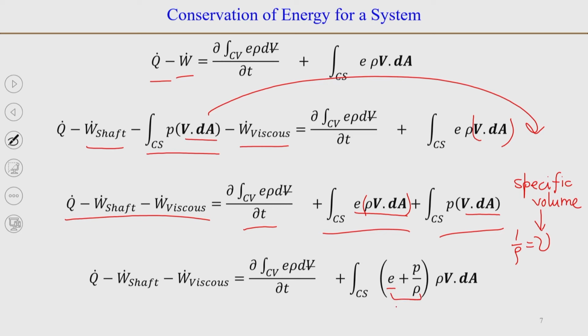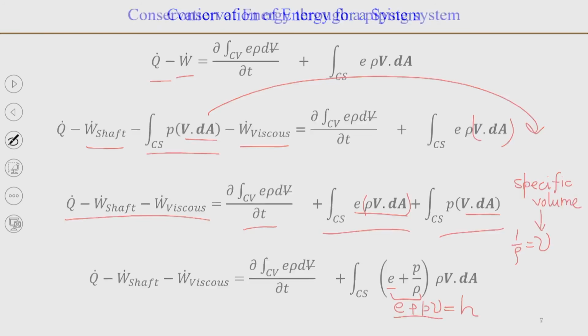If you look at this term, it is nothing but e plus Pv, where v is specific volume, and this is called enthalpy h. So, in thermodynamics you might see this term being written in terms of enthalpy, and Pv is generally known as flow work. So, we can use this general formula to solve problems for energy conservation in a control volume.